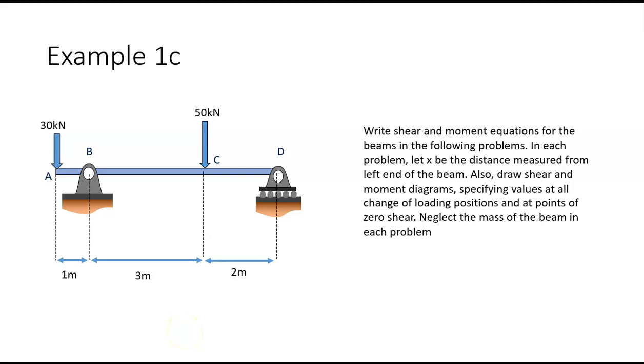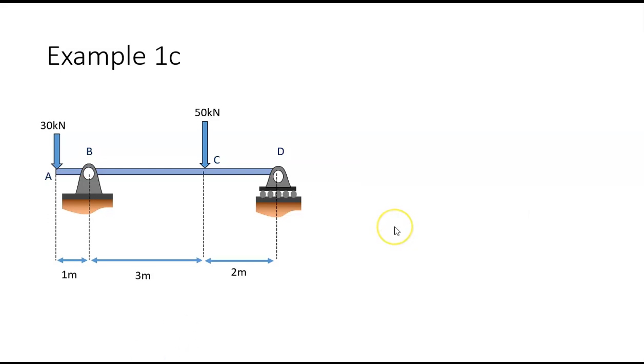All right, so this is another example, example 1C, and we're going to work out what the shear force and bending moment is for this beam. Just like all the others, we'll start by taking the moments about, how about we take them about B, this point here. So the clockwise moments must equal the anti-clockwise moments.